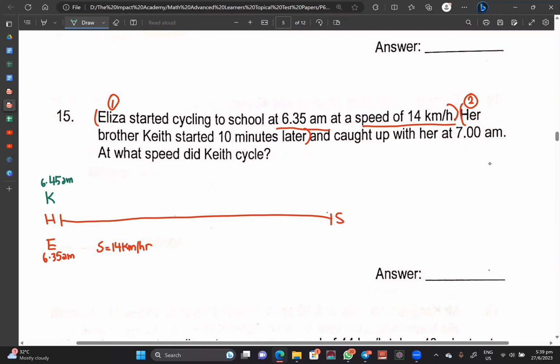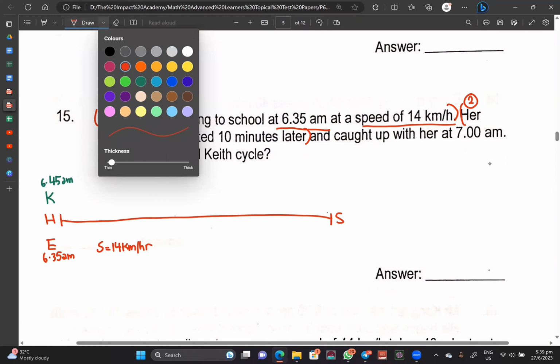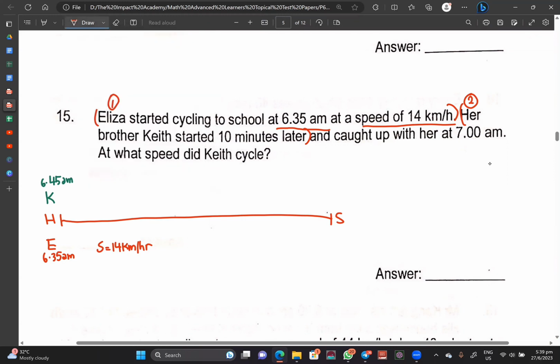So when Keith started at 6:45 a.m., where do you think Eliza is? Eliza has already traveled for 10 minutes, so Eliza must be over here. If Eliza is over here, we can write down the time as 6:45 a.m. So what you need to do is quickly find out the distance from here to here. We know that the speed is 14 kilometers per hour and the time is 10 minutes. You understand so far? We want to find distance.